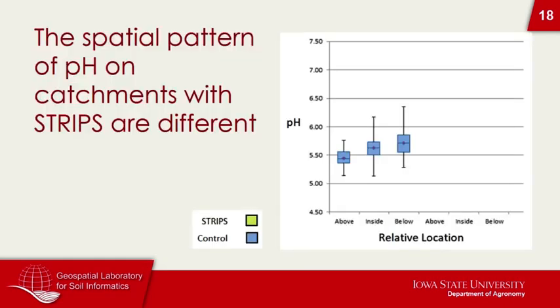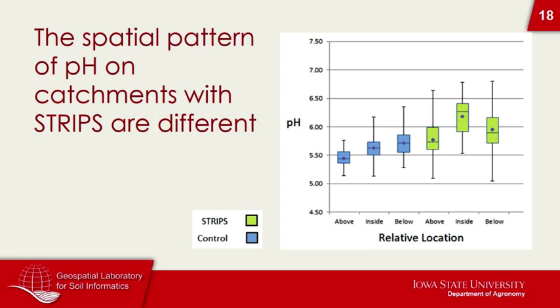pH is slightly different though. So there's a distinct pattern to the pH on the control plot. It increases gradually as you move down the hill. From above to below, there's an increase in alkalinity or reduction in acidity. The strips plots, or catchments, don't share that same pattern.